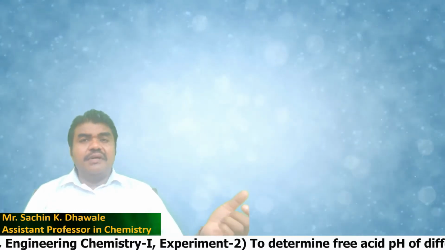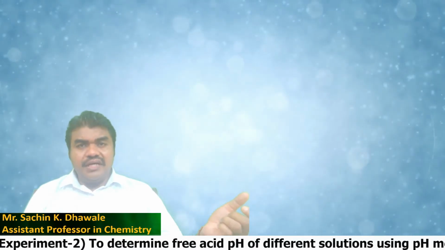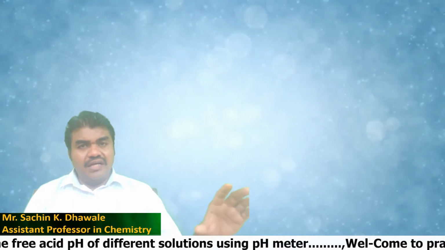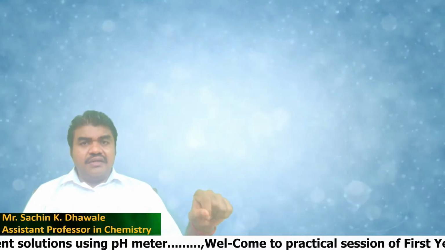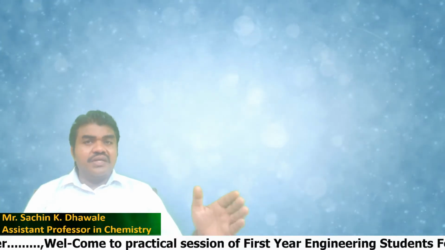After that, the next method is universal indicator. Universal indicator is again the same as pH paper. On that, different ranges are present. This method also does not give an accurate result. It just gives the range of pH.